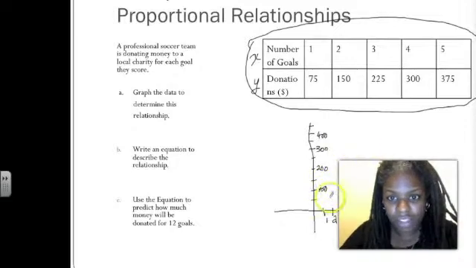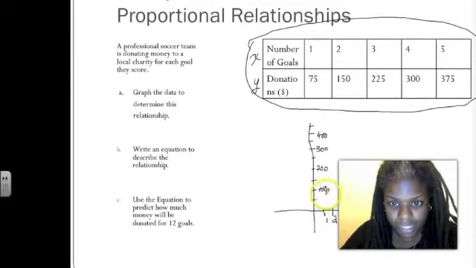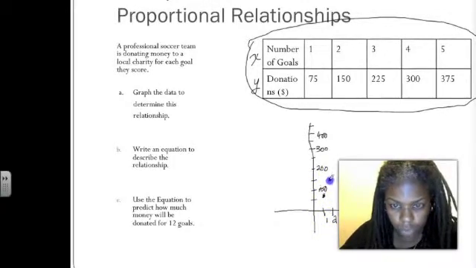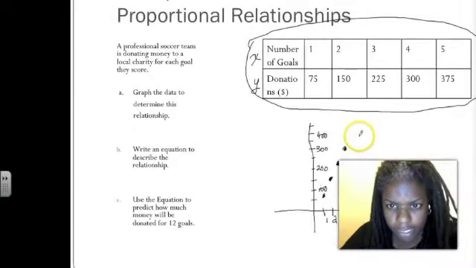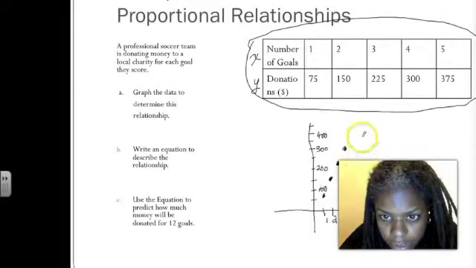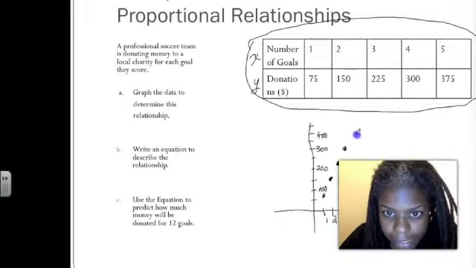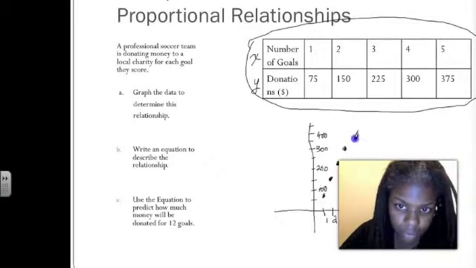Now if I'm graphing this, for the first goal, I get 75. 75 will be right about here. Second goal, I get 150, which is going to be right between 100 and 200. For three goals, we get 225, not quite 250, between there, right? 4 goals, we get 300, so we're right here. 5 goals, 375. Something like that.